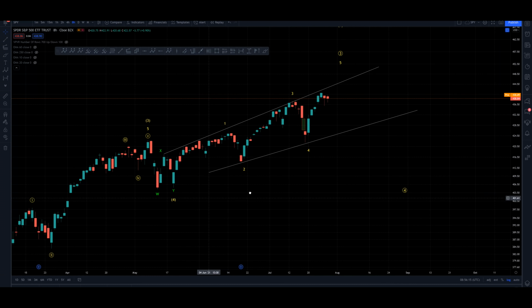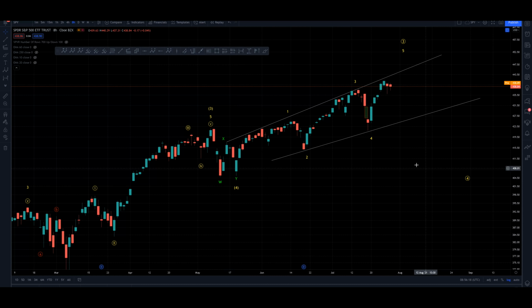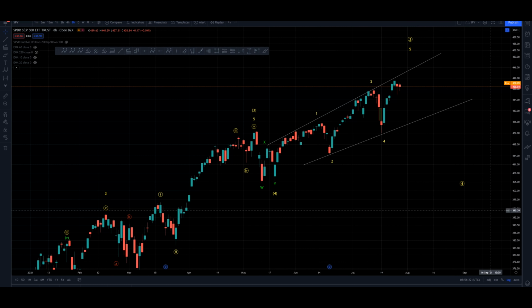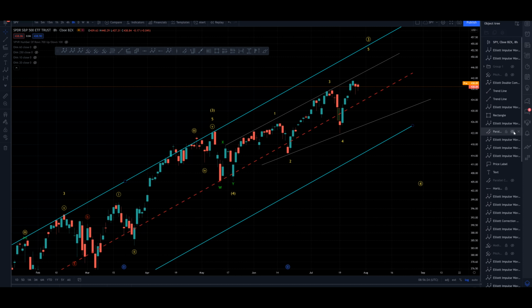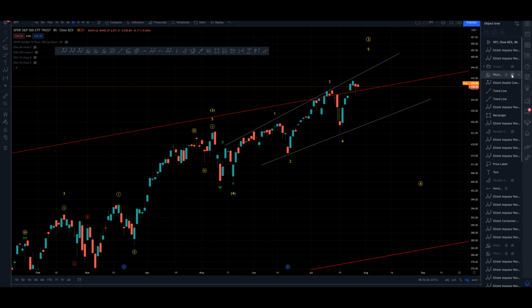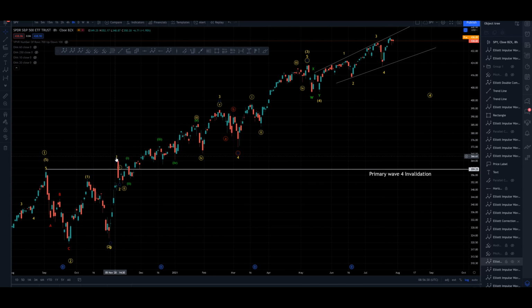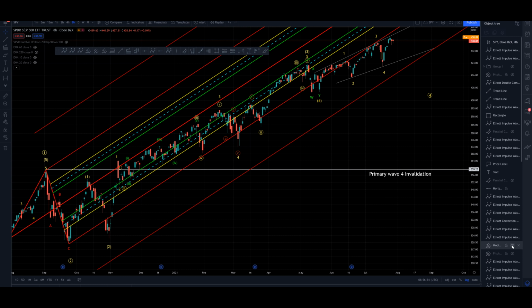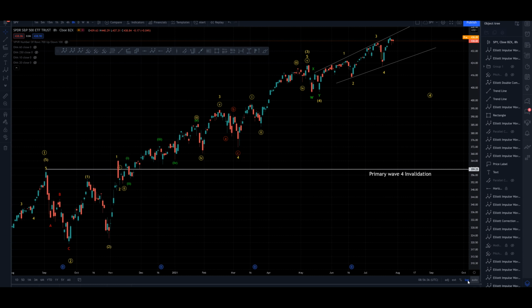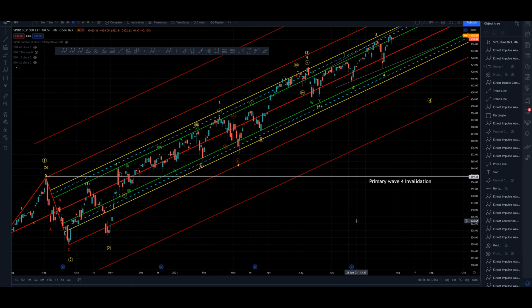Now getting back to the point here, nothing changes regarding the previous count I had for this, so let's just bring up the pitchfork. Bear with me a moment, I'm trying to remember which one it is. Trying to get this primary 3-4 pitchfork. Come off the log. There it is.